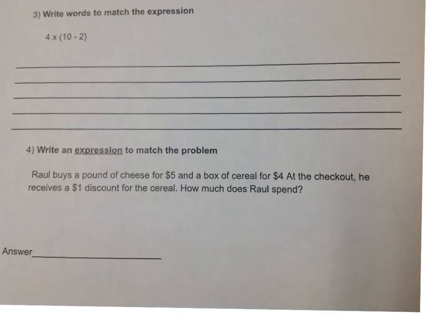For question number 3, we're looking to write a story about the expression 4 times (10 take away 2). Now, since I see parentheses there, I know that that part of the story had to happen first. So I'm trying to think of something that I could use to represent 10 take away 2. I like to use money. I always like to use money.